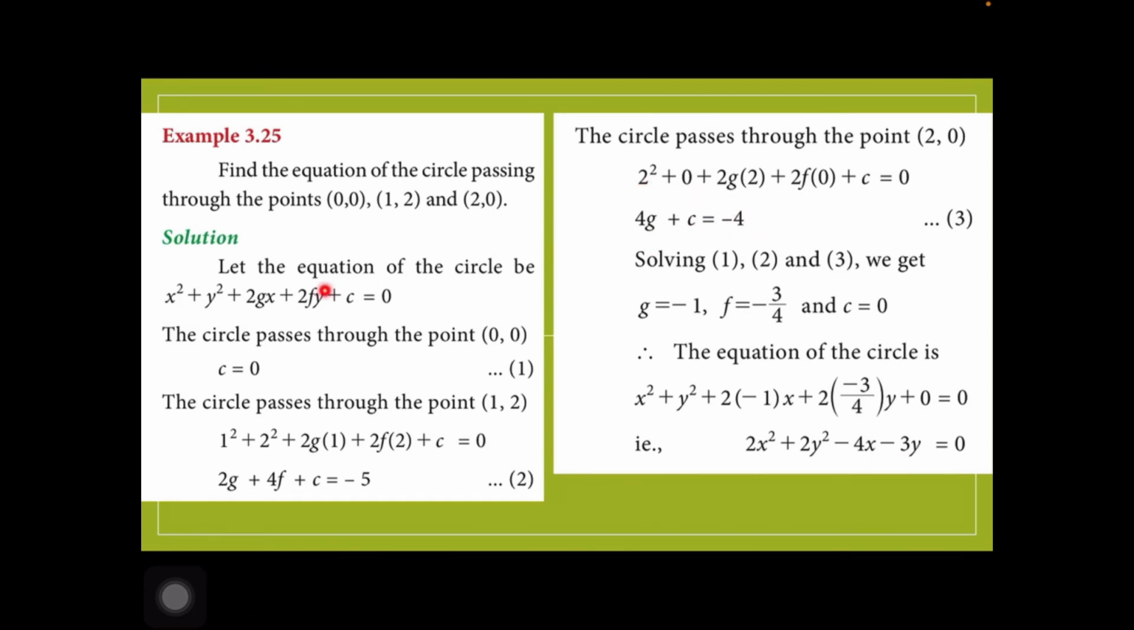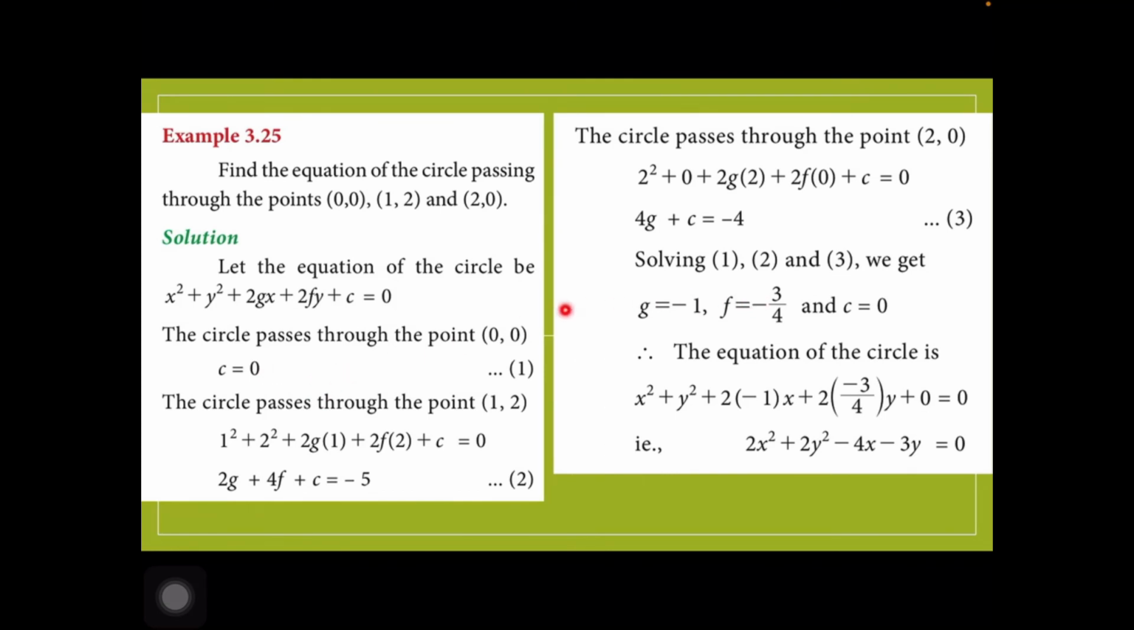So, on substituting 2 for x and 0 for y in the equation, we get this equation. Okay, now we have to solve the equations. If you substitute the value c is equal to 0 in 3, you will get g. Right? When we put 0 for c, 4g is equal to minus 4. So, g is equal to minus 4 by 4. So, g is equal to minus 1. Now, you know the value of g and c.